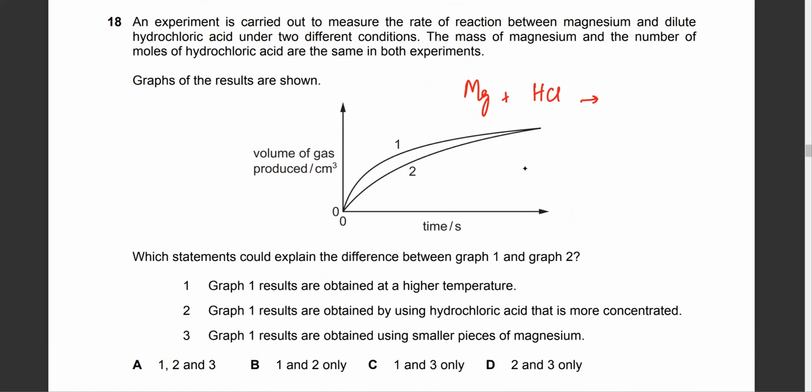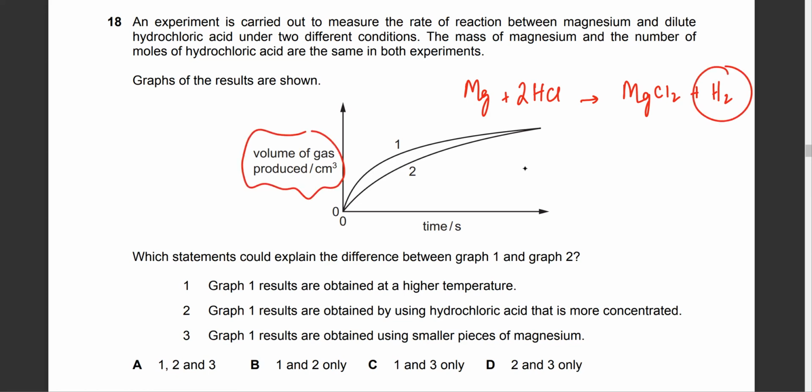What is going to be produced? MgCl2 and H2. So MgCl2 and H2 are going to be produced, and this is going to be 2 HCl. Okay? Now we've got this reaction happening, and he's measuring the volume of gas, which is basically H2.